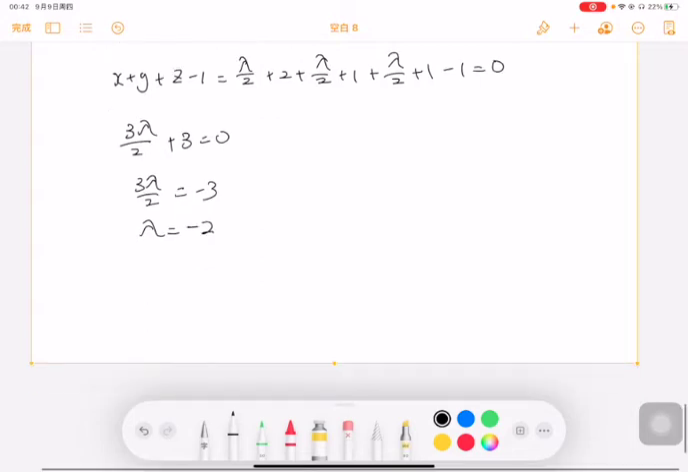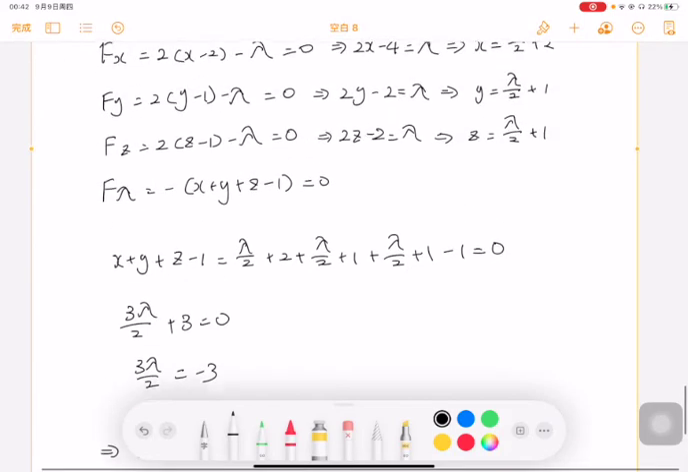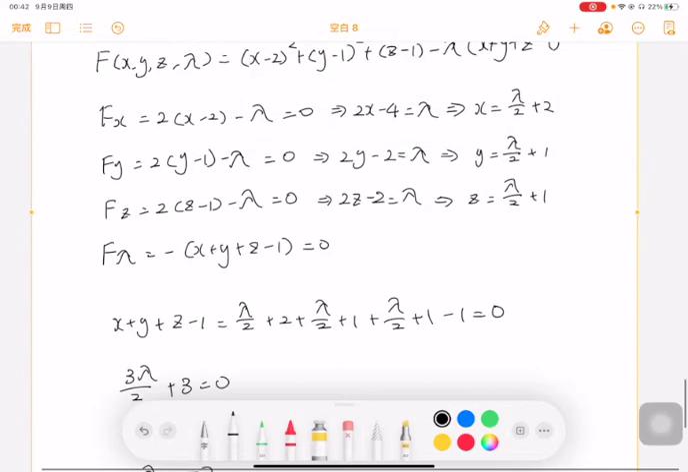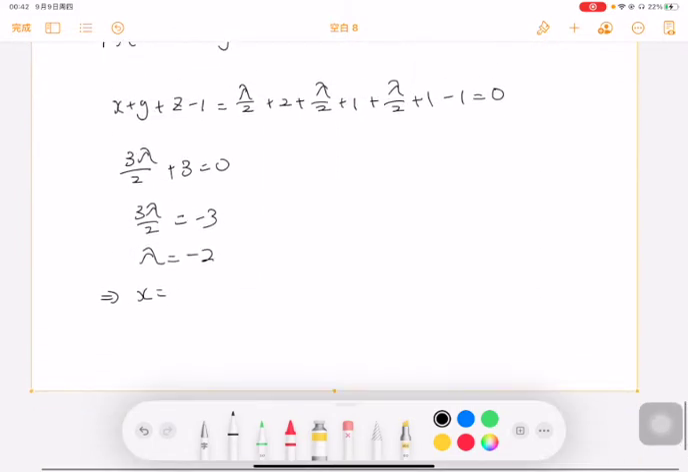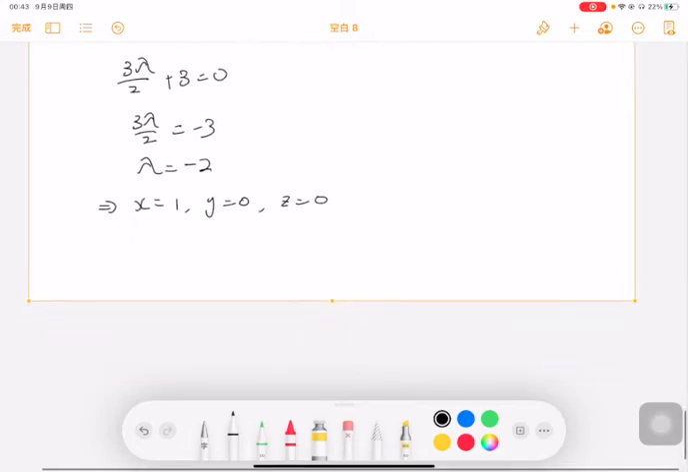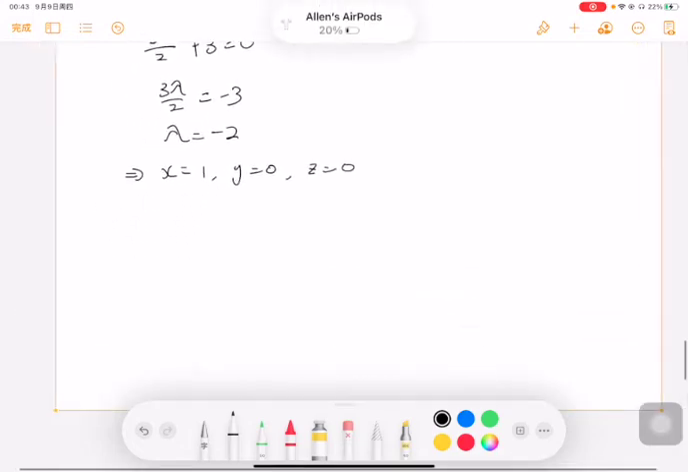All right, so we have our lambda, and x equals, just plug this into the original equation. If lambda is minus 2, then lambda over 2 is minus 1, so you get x equals 1, y equals 0, z equals 0. All right, and at this point, the distance is minimized.